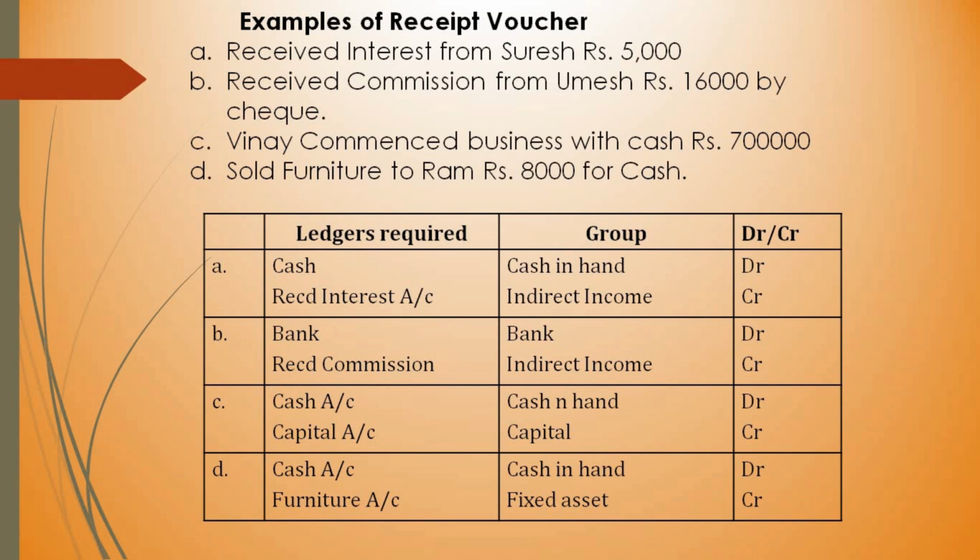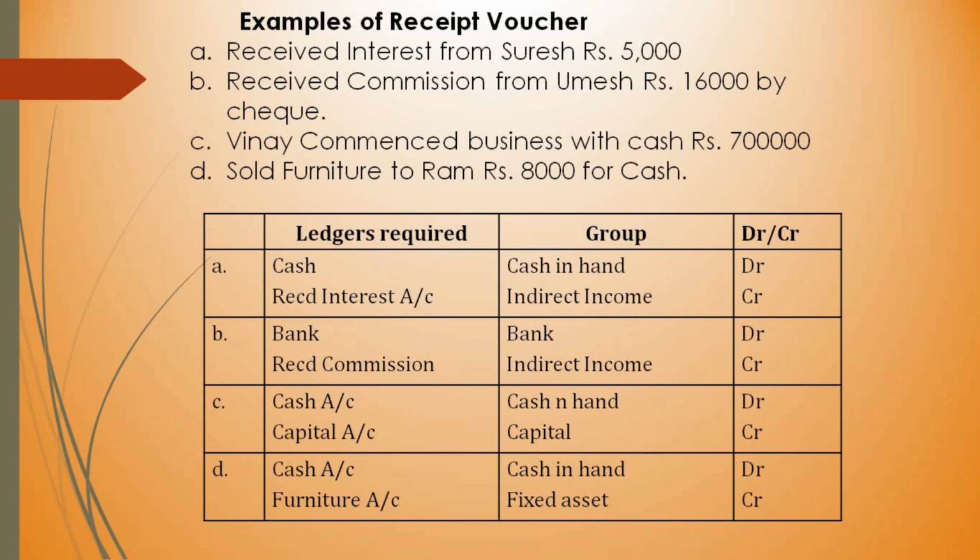In receipt voucher also, one side will be cash or bank. Remember this, one side will be cash or bank as in payment voucher. In payment voucher, cash and bank will be on the credit side. In receipt voucher, cash or bank account will come on the debit side. So first statement, received interest from Suresh. You need to identify only one type of account. The other one is cash or bank.